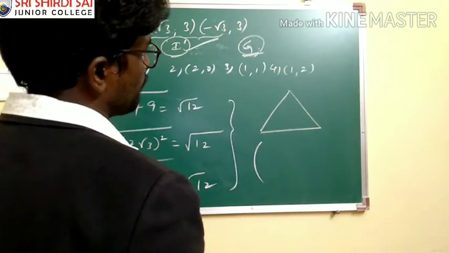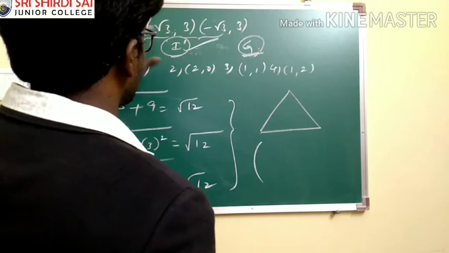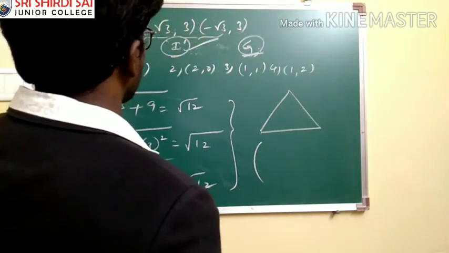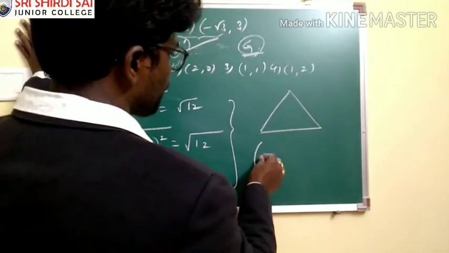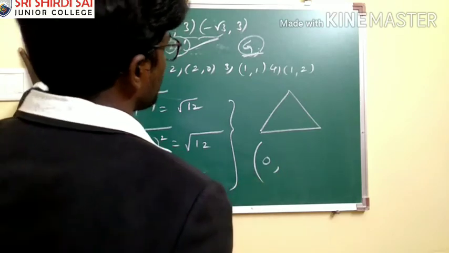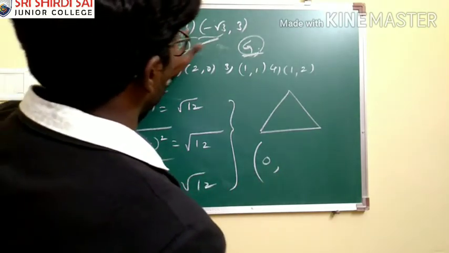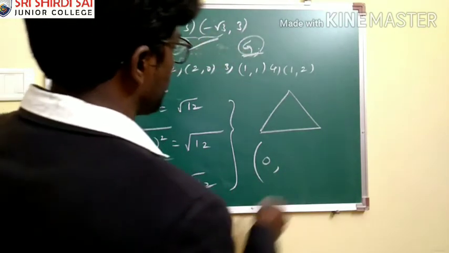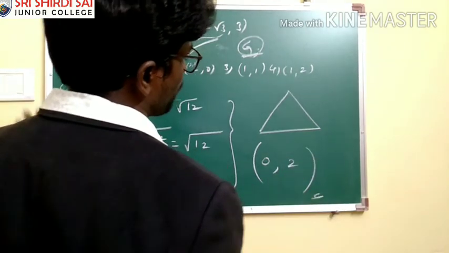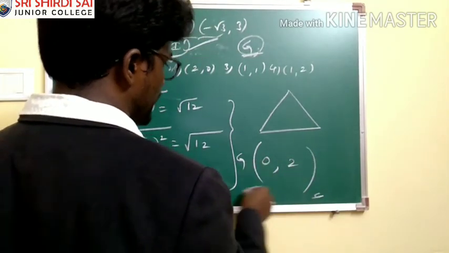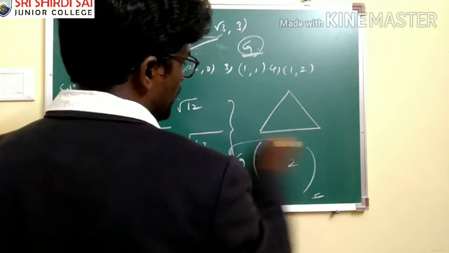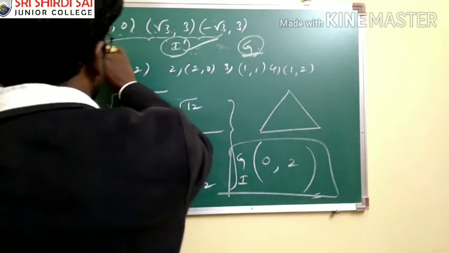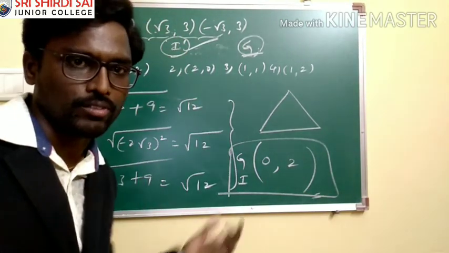So, what are the coordinates of the centroid? (x1 plus x2 plus x3) by 3. 0 plus root 3 minus root 3 means 0 by 3, 0, and 0 plus 3 plus 3, 6 by 3 will give you 2. Hence the coordinates of the centroid, or the incenter, are 0, 2, and hence the suitable option is 1.